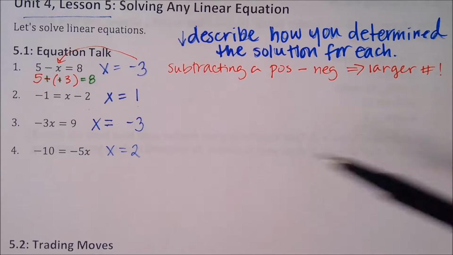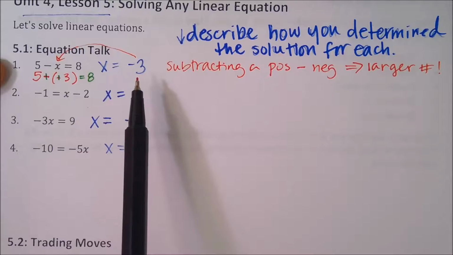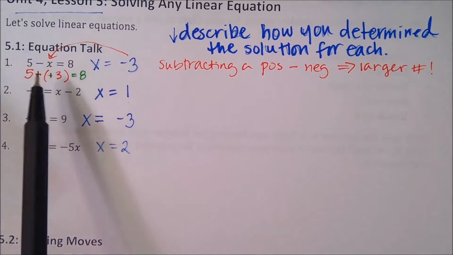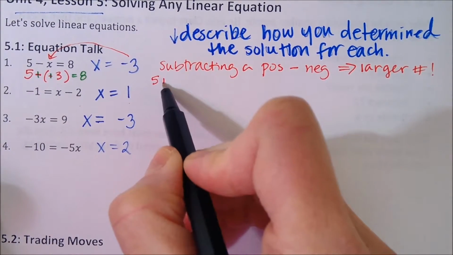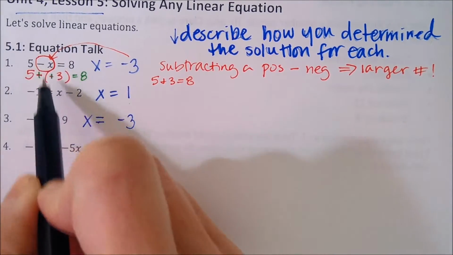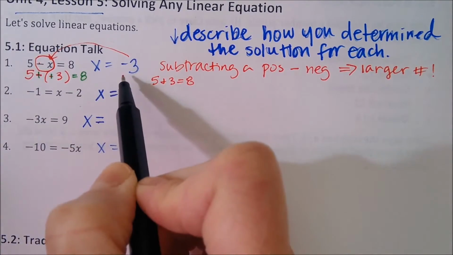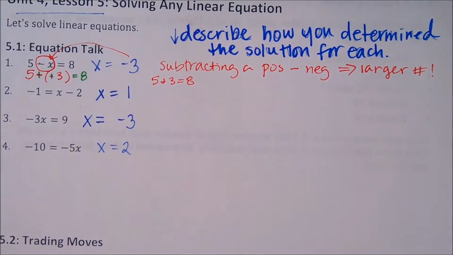So when you talk about how you could arrive at -3, you could say, well, I know I had to subtract a negative number because subtracting a negative is like adding. And 5 plus 3 is 8. So since 5 plus 3 equals 8, the only way to turn this into +3 is if x is negative. That might make sense, that might not.